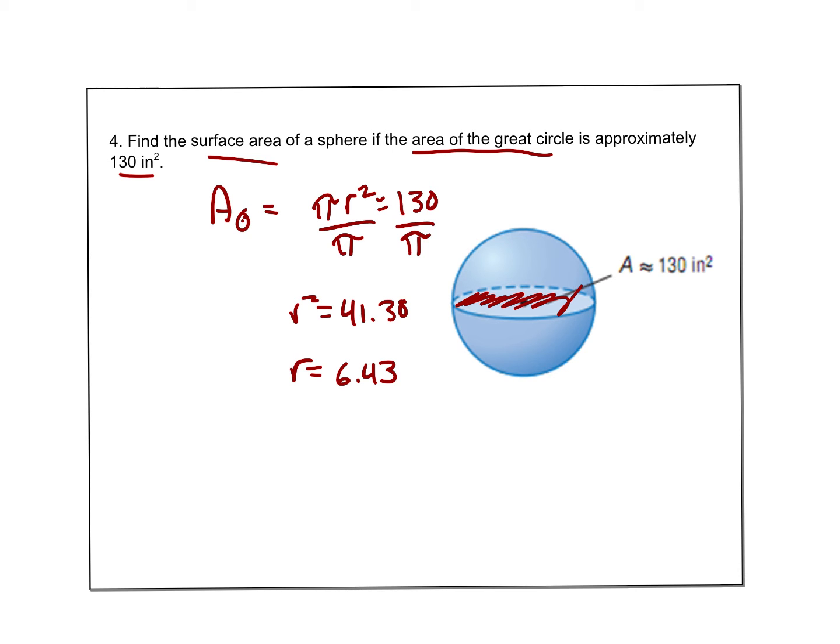Okay, so now for the surface area, 4 pi r squared. So I'm going to square that back, times pi, times 4. And that's going to be 520 inches squared.